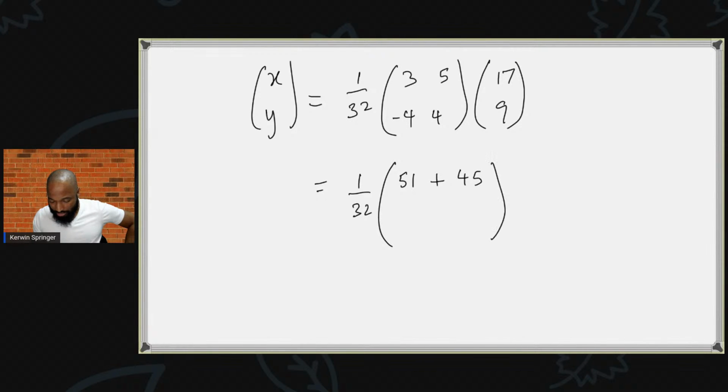Why am I getting these big numbers? All right, it's working out nicely. Yeah, that's going to be 3. And -4 by 17, and then 4 by 9.